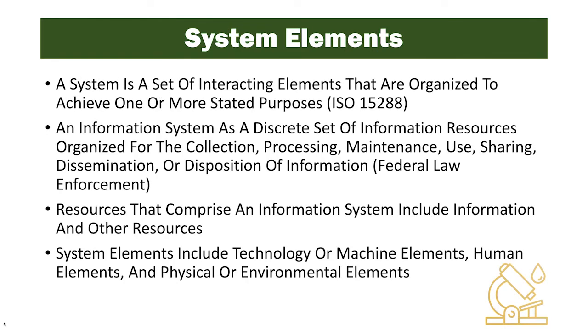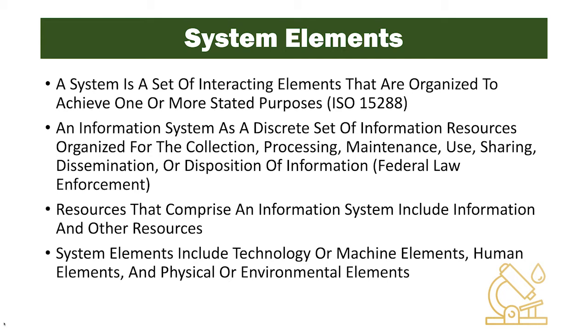A system is a set of interacting elements that are organized to achieve one or more stated purposes. Again, ISO 15288. An information system is a discrete set of information resources organized for the collection, processing, maintenance, use, sharing, dissemination, or disposal of information. That's from the federal law. Resources that comprise an information system include information and other resources, and system elements include technology or machine elements, human elements, and physical or environmental elements.